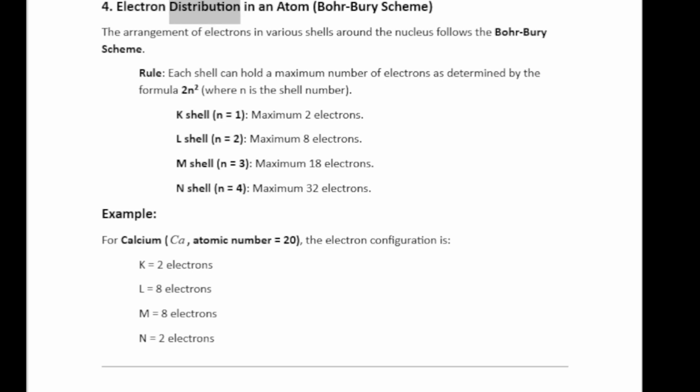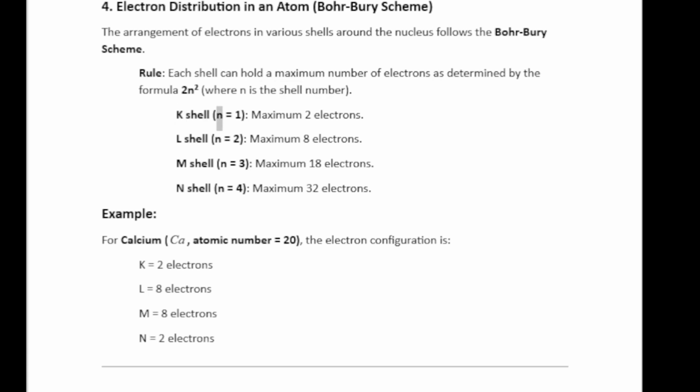4. Electron distribution in an atom, Bohr scheme. The arrangement of electrons in various shells around the nucleus follows the Bohr scheme. Rule: each shell can hold a maximum number of electrons as determined by the formula 2n², where n is the shell number.